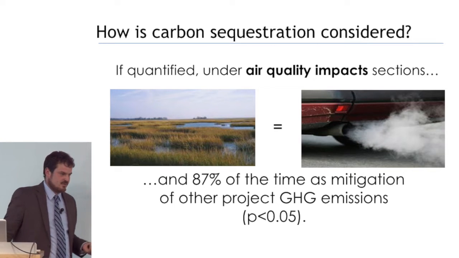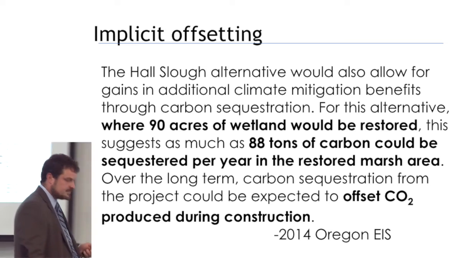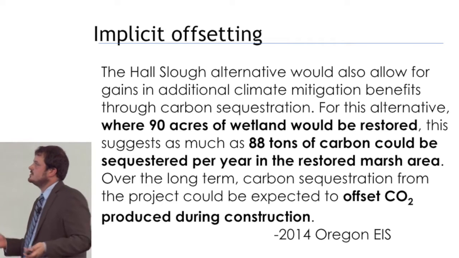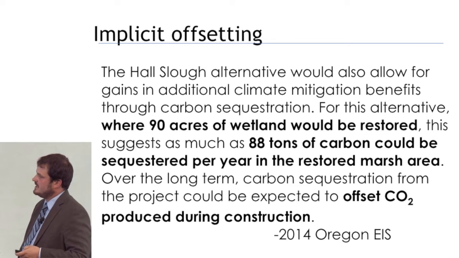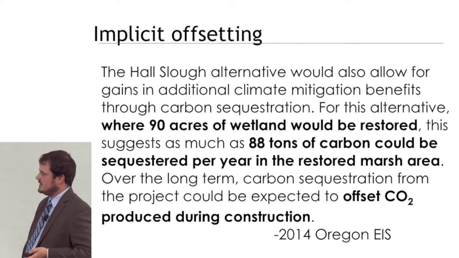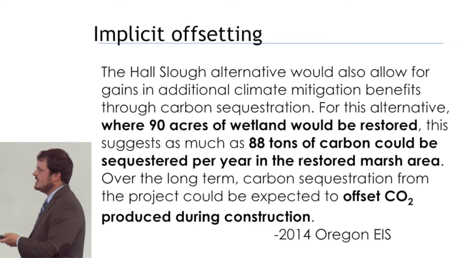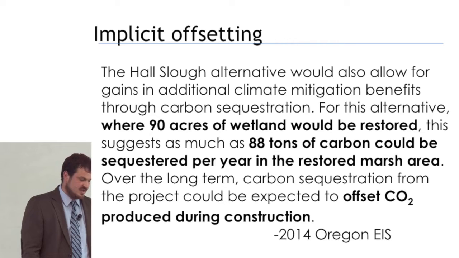I'm going to give you an example quotation from an environmental impact statement in Oregon. "So the Hall Slough alternative would also allow for gains in additional climate mitigation benefits through carbon sequestration. For this alternative, where 90 acres of wetland would be restored, this suggests that as much as 88 tons of carbon could be sequestered per year in the restored marsh area. Over the long term, carbon sequestration from the project could be expected to offset CO2 produced during construction."